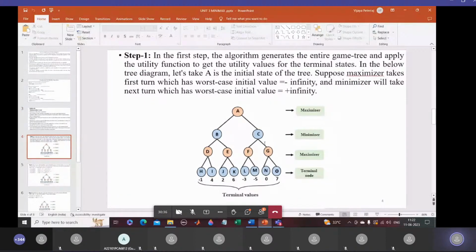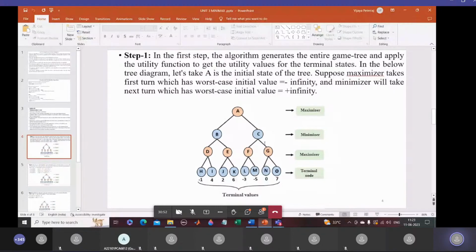That is the terminal node. They are given the values: minus 1, 4. Can you see that? Yes, ma'am. They are able to take quick decisions, much faster than human beings.